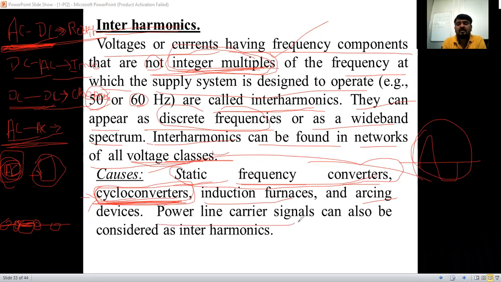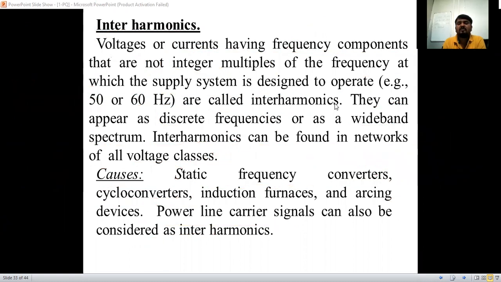Power line carrier signals can also be considered as interharmonics here. It will create interharmonics. Especially the static frequency converters will produce interharmonics.